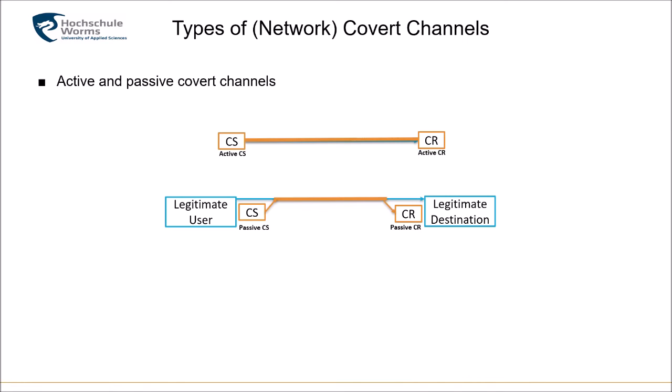For instance, if the covert sender would modify the IP reserved bit, then whatever message the covert channel receiver receives, it could always clear the reserved bit, so that the legitimate destination always gets a 0 bit.